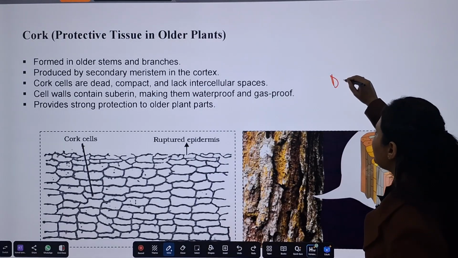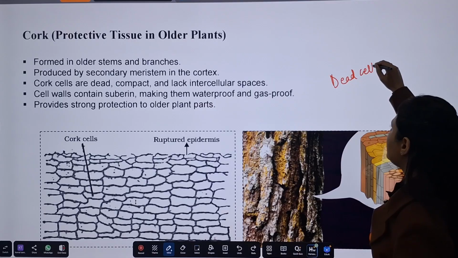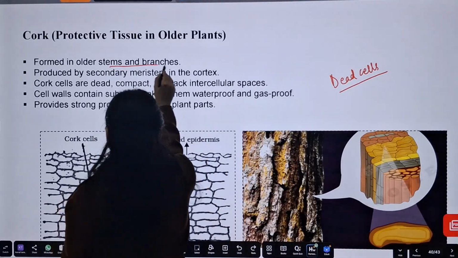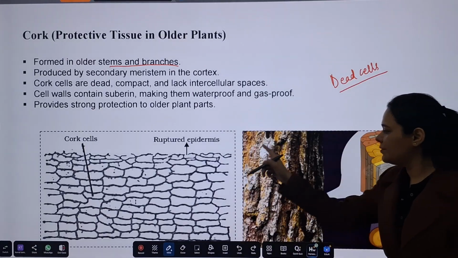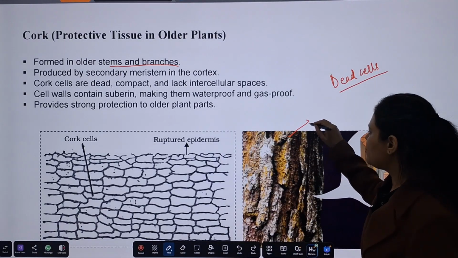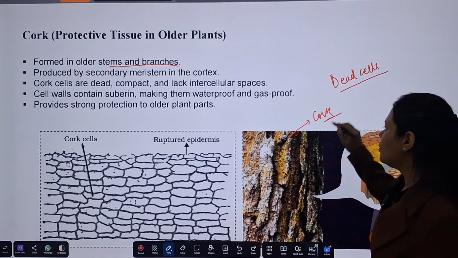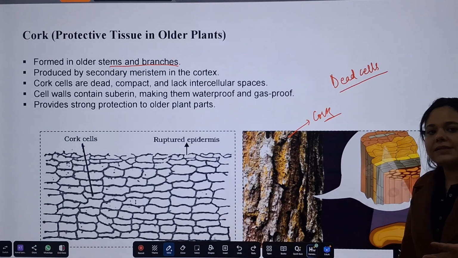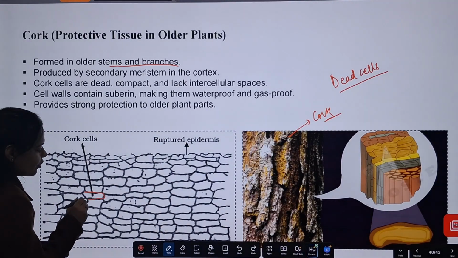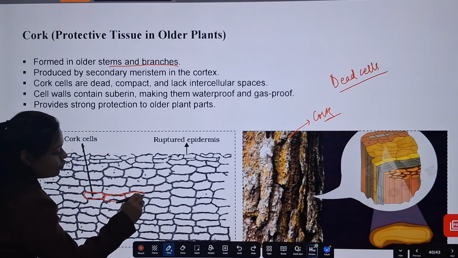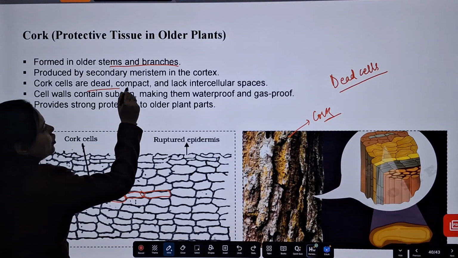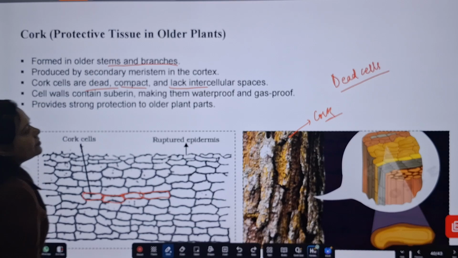Cork is made up of dead cells. These are formed in the older stems and branches. This photograph here shows an older stem, and we can see the presence of cork over its surface. So cork is generally formed in older stems and branches. Cork cells are dead, compact cells that lack intercellular spaces.